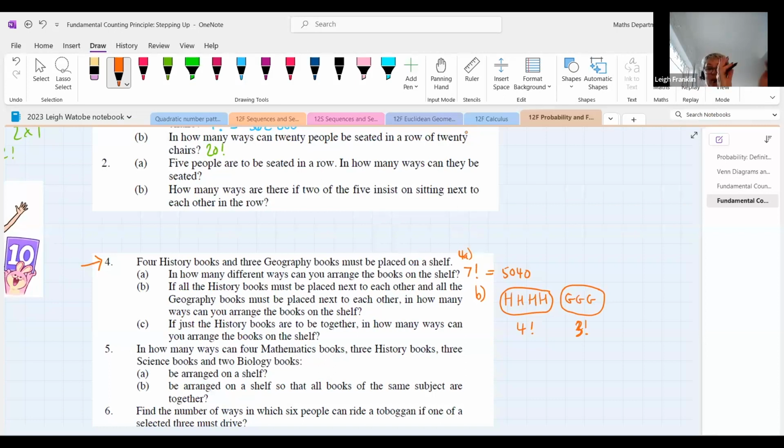And then we can have the history group first and then the geography group, or the geography group first and then the history group. Okay, so that's why there would be another 2 factorial. So you guys are quite right. 4 factorial by 3 factorial by 2 factorial. Okay, so 288 different ways that the history books and the geography books can be arranged with each other. Good. All right, let's have a look at question C. If just the history books are to be together, in how many ways can you arrange the books on the shelf?